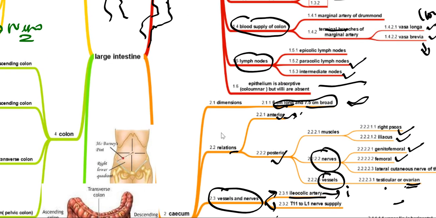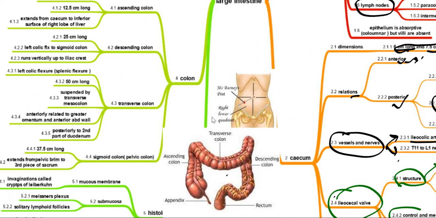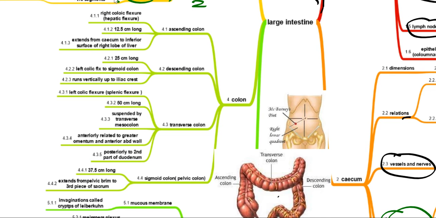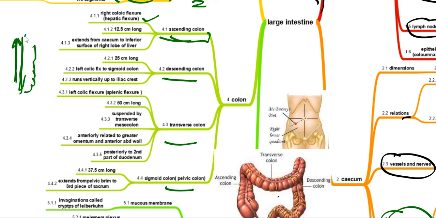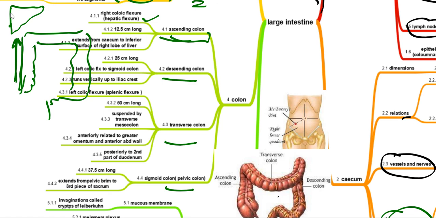Then we move on to the colon: ascending colon, transverse colon, descending colon and sigmoid colon. First is the ascending colon. This is the ascending colon here. It goes upwards. Then the transverse colon, then the descending colon and sigmoid colon. It is present on the right side. Here the liver is present. This is called the right hepatic flexure.